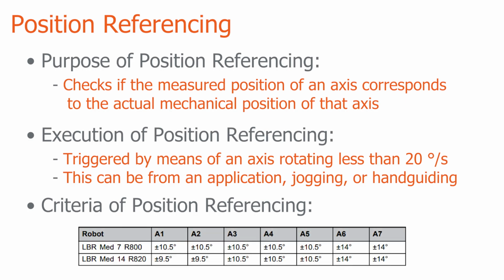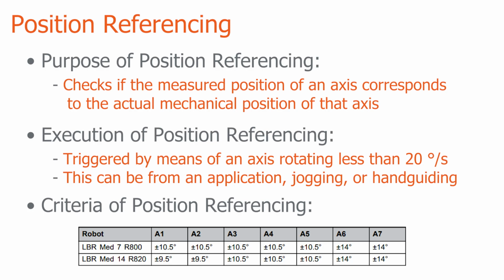The criteria for position referencing is that each axis must rotate over its respective mechanical zero position with a speed of less than 20 degrees per second. Note that the direction in which it rotates does not matter. However, it must rotate through a defined axis-specific range. And this axis-specific range varies based on the robot model and which axis you are rotating.